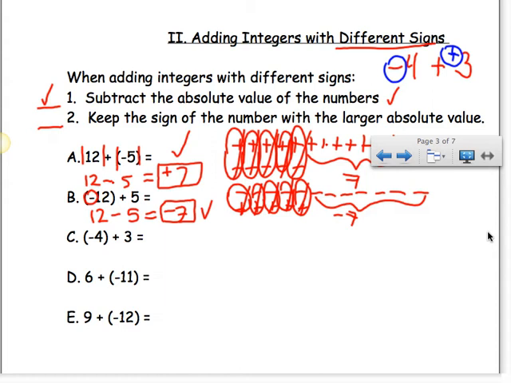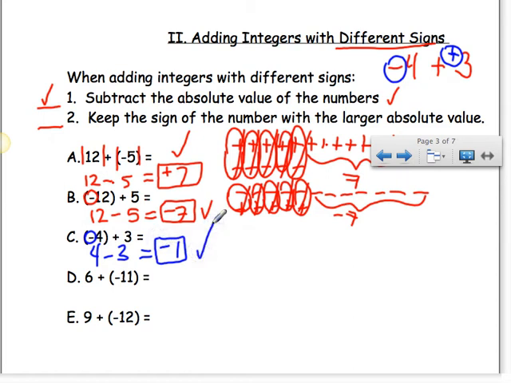Okay, you've tried C, D, and E. Now it's time to check your answer. For C, you have 2 numbers with different signs, so you needed to subtract their absolute value. That's 4 minus 3, which equals 1. And then you needed to keep the sign of the bigger number, which is a negative. So your answer should have been negative 1.